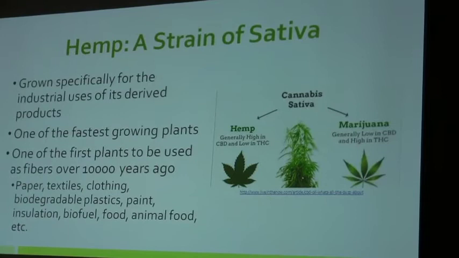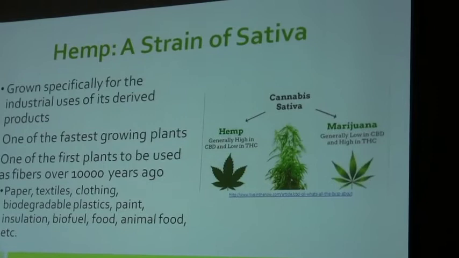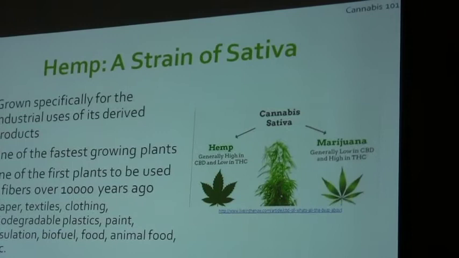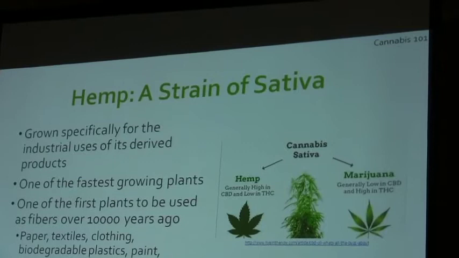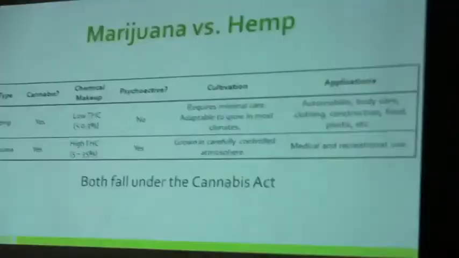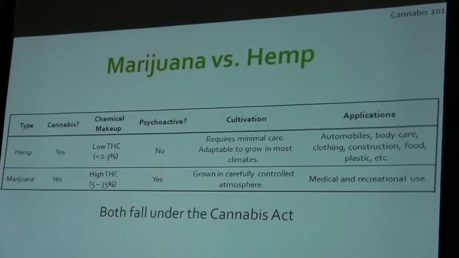Hemp's also very fast growing, and those are the initial evidence of cannabis use up to 10 to 12,000 years ago around hemp itself. And you can see the amount of products you can make out of this. And I really focus on things like paints, plastics, biofuel, food. We can start to compete with traditional oils, fossil fuels, plastics, and kind of start to use a more biological, degradable, and organic product.